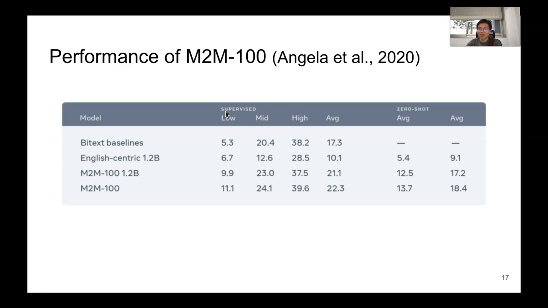We can see that they experiment on two scenarios, supervised and zero-shot. On all the scenarios, whether it's low resource, middle resource, or high resource, and all zero-shot, the M2M100 system outperforms the English-centric ones. This is, again, amazing. So the MLMT system has made a lot of convincing progress until now.